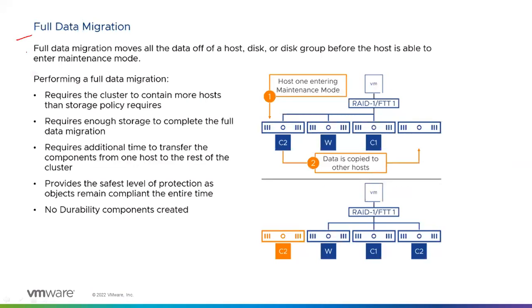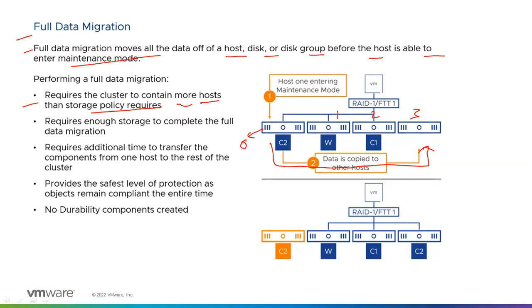So, full data migration, which we just talked about on the slide in a bit more detail, moves all the data of a host's disk or disk group before the host can be put into maintenance mode. It requires the cluster to contain more hosts as per your storage policy requirement because you are going to remove one. For example, if you are using FTT1 RAID 1 and you want to take this host completely out, the minimum requirement is 3, so you should have sufficient nodes because you are going to do a full data migration, right?